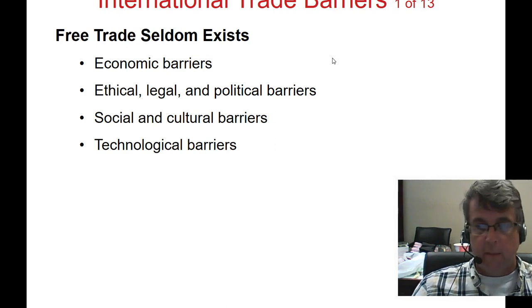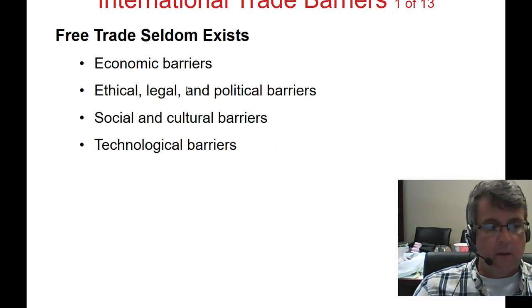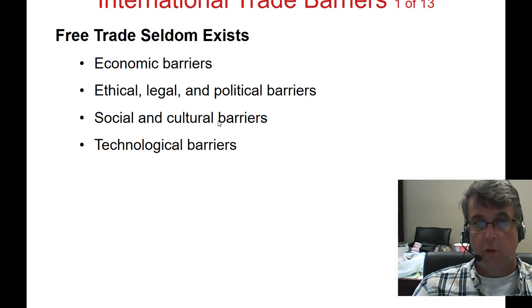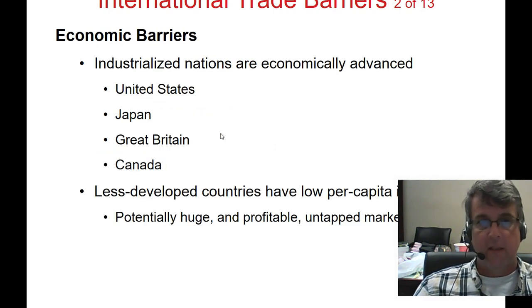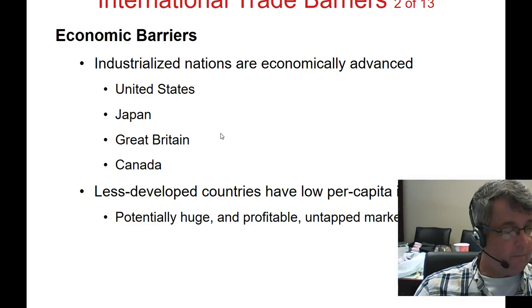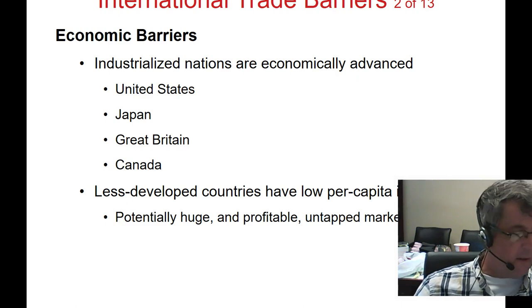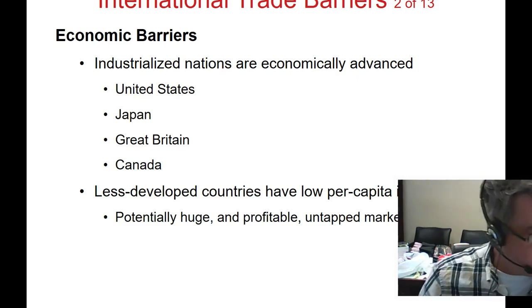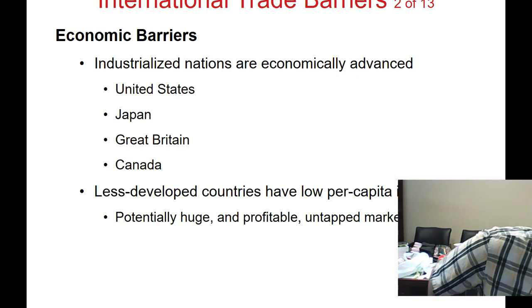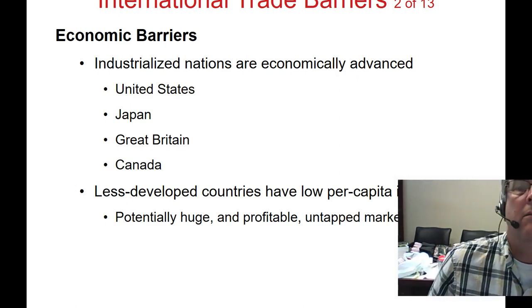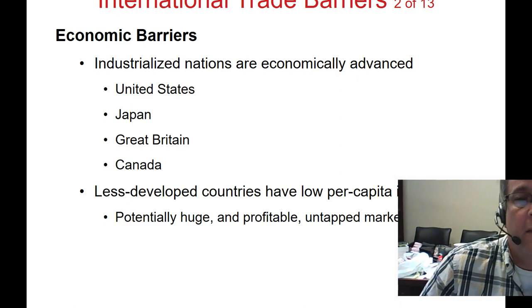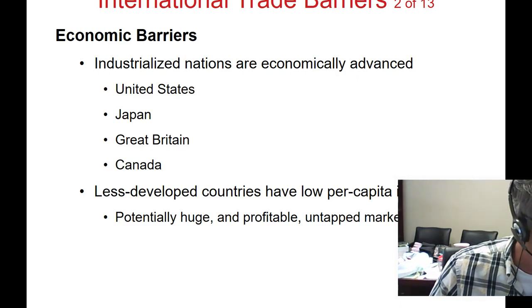Free trade seldom exists, unfortunately. That is because of economic barriers, which we'll talk about, ethical, legal, and political barriers, social and cultural barriers, and technological barriers. Economic barriers can include countries, advanced nations versus less developed nations.